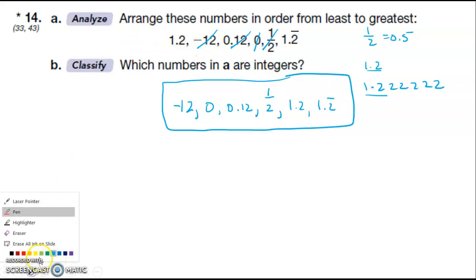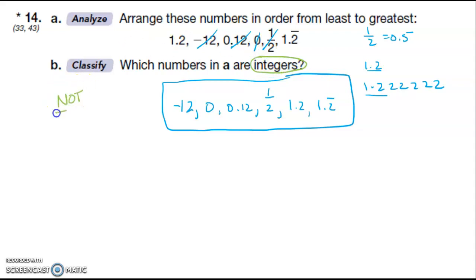And then B, let me grab another color. It says which numbers are integers. Now remember, integers are not decimals or fractions, but they are negative numbers. So negative 12 is an integer, 0 is an integer. That's it. That's all you got.